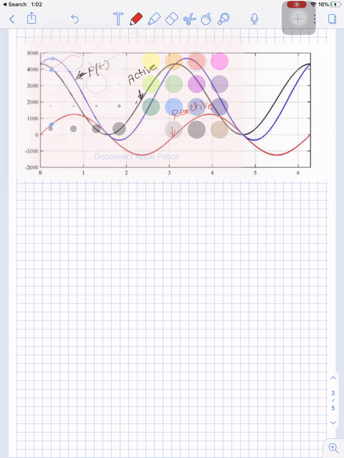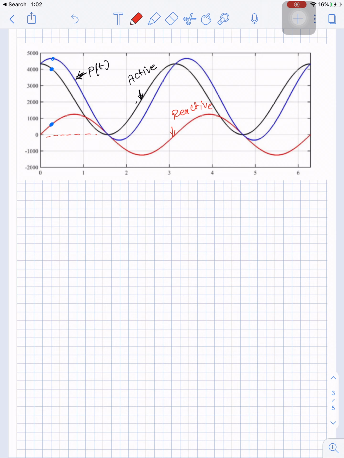Now if you look at the reactive component, you will see it has positive and negative parts, and the positive area equals the negative area, which means it has no average. So the reactive component is positive and negative with zero average.